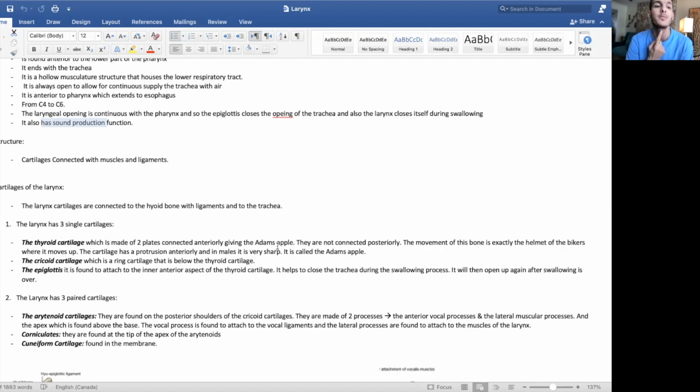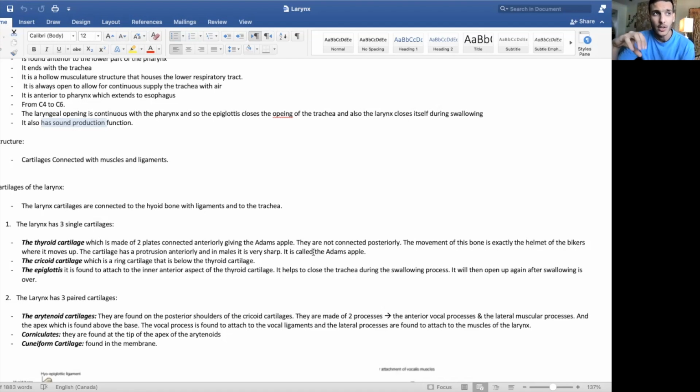So the Adam's apple is mainly formed by the thyroid cartilage. The plates are not connected posteriorly, so there's a space posteriorly. The movement of this bone is exactly like the helmet of a biker, where it moves up. The cartilage has a protrusion anteriorly, and in males it is very sharp, called the Adam's apple.